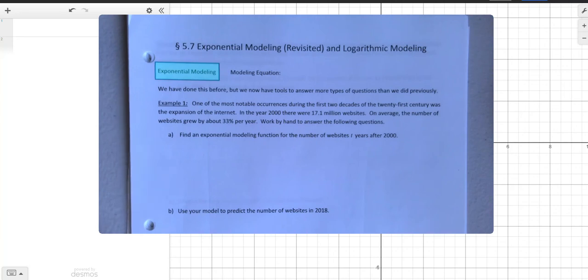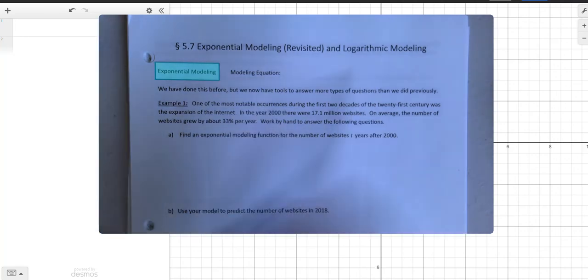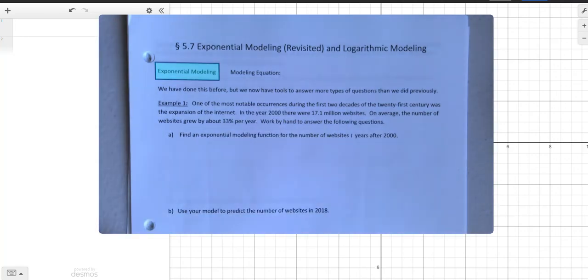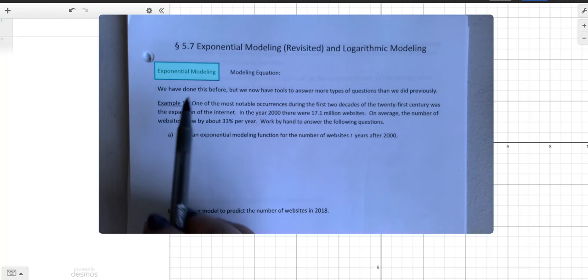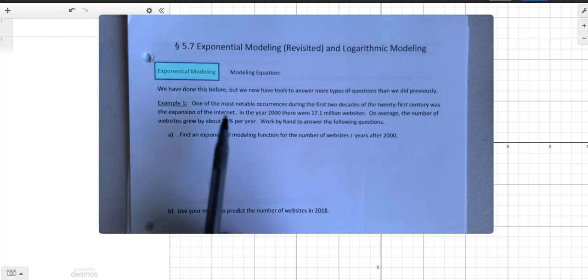This is section 5.7 on exponential modeling, and we'll be doing a little bit of logarithmic modeling as well. We've actually done some exponential modeling already, and we'll be reviewing some of that. But in addition, now that we know how to solve our exponential equations and our log equations, we can actually do more with our models than we were able to do before. So in example 1, we have a description here.